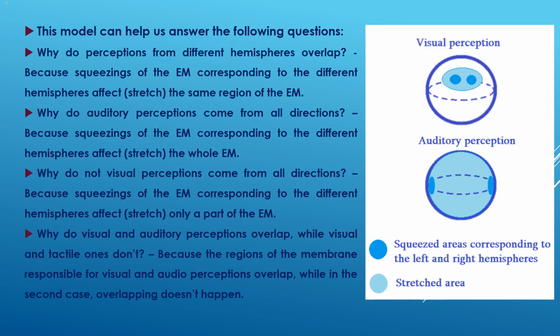Why do visual and auditory perceptions overlap, while visual and tactile ones don't? The answer. Because the regions of the membrane responsible for visual and audio perceptions overlap, while in the second case, overlapping does not happen.